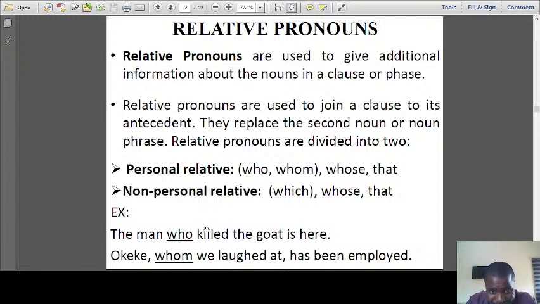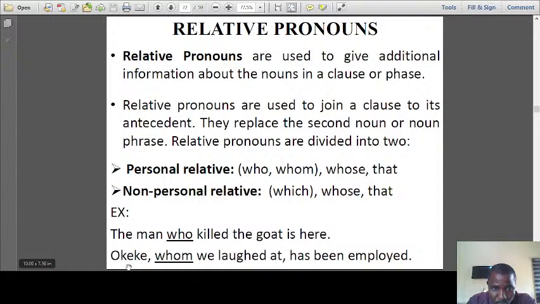and embedded in the heart of the first sentence, it makes the pronoun used a subject case pronoun. This is subject case pronoun, while "whom" is object case pronoun. So if the noun we are replacing is in the object position, we use "whom." If the one we are replacing is in the subject position, we use "who." So the second sentence: "Okeke, whom we laugh at, has been employed." There are two clauses in one sentence. Let us segment the two clauses now. Okeke has been employed.